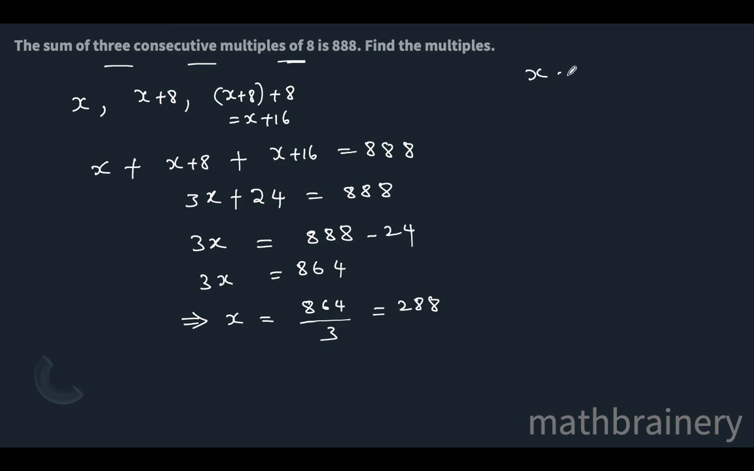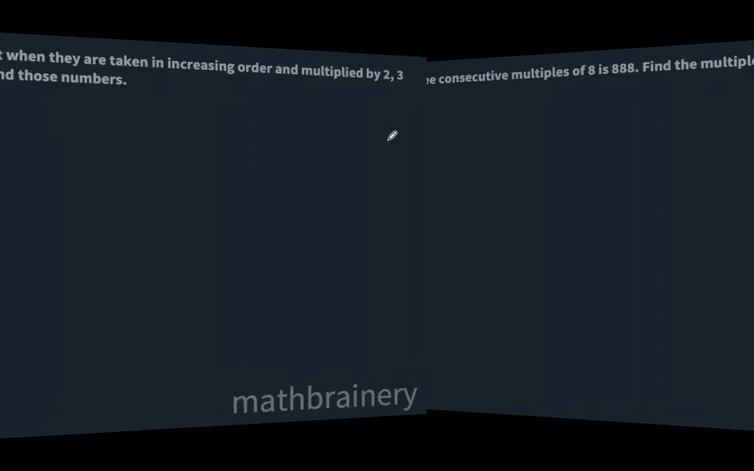So, your x is 288, that is the first multiple of 8 is 288. Then the next multiple, that is x plus 8, which satisfies this condition, is 288 plus 8, which is 296, and the next multiple is 288 plus 16, which is 304. So, these are the three required multiples of 8 which satisfies this condition. Let us look at the next question.